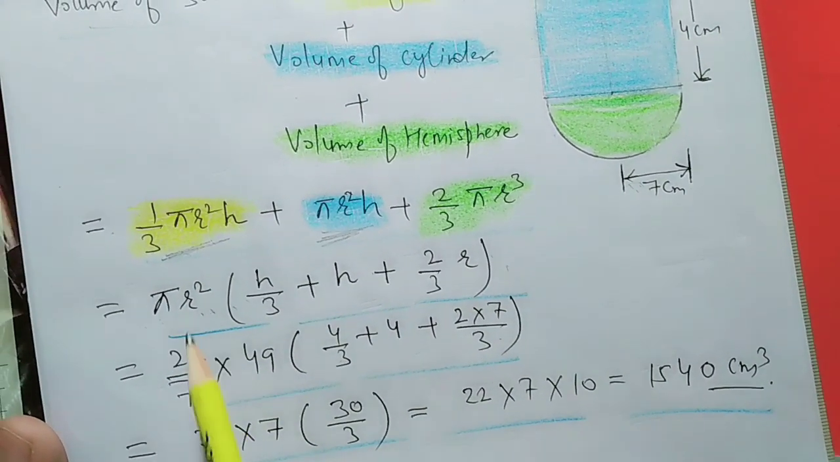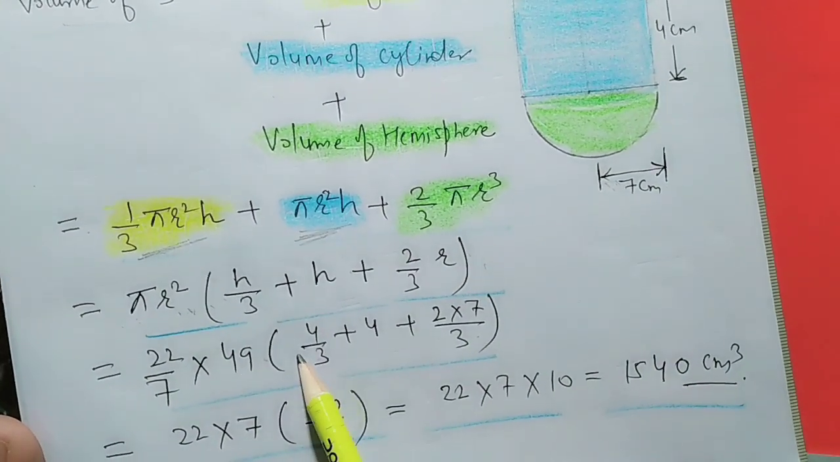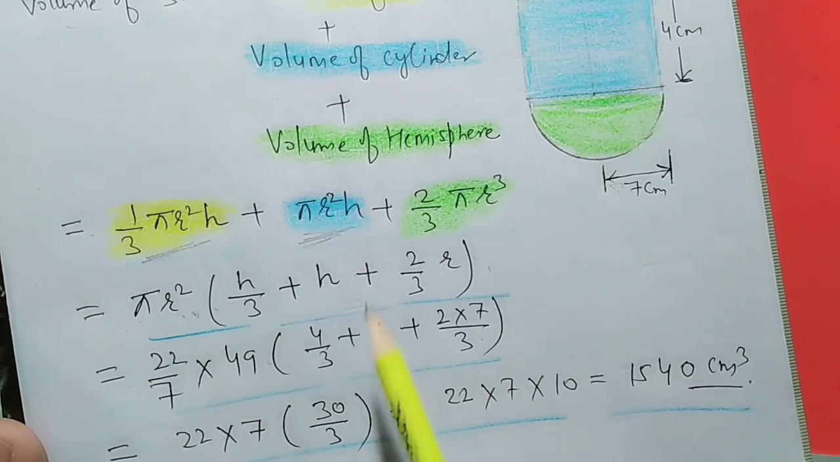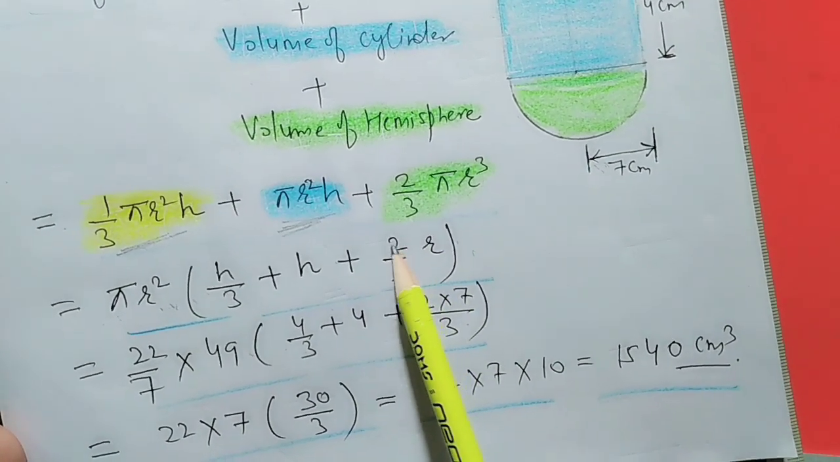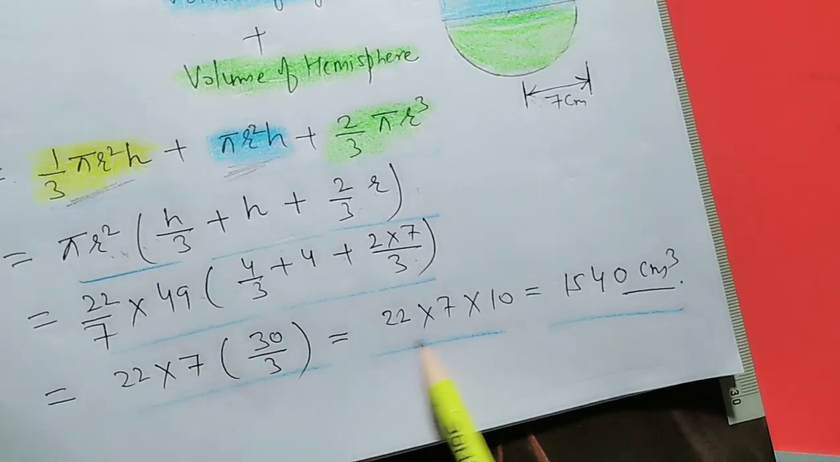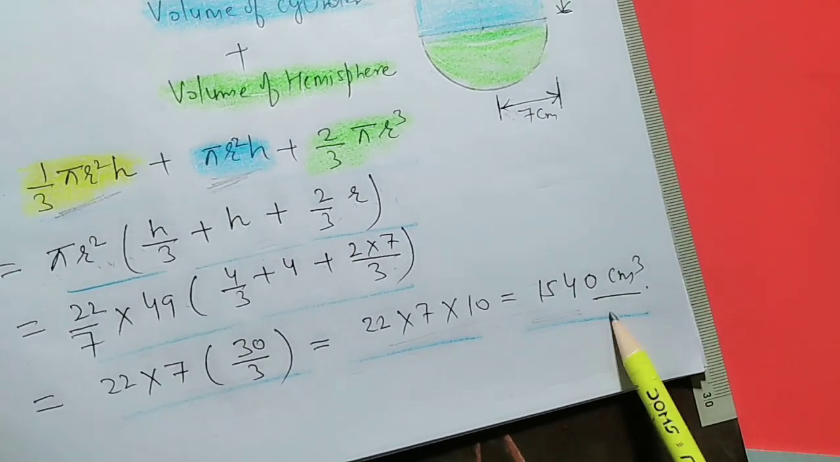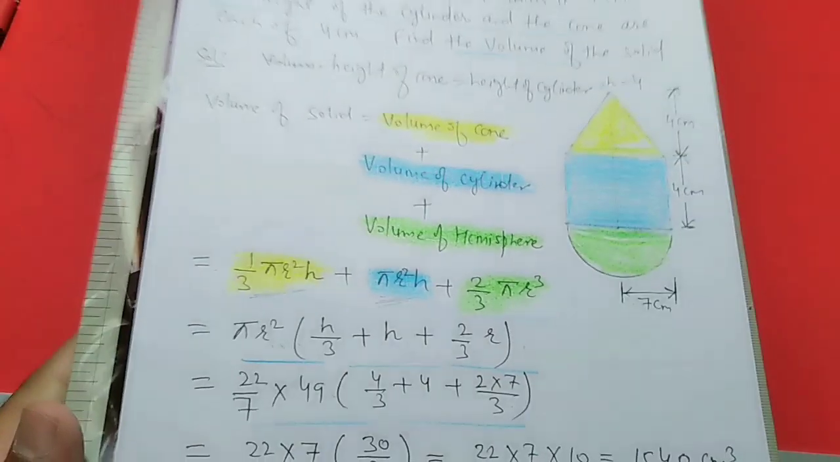So the value of pi is 22/7 and r square, because r is 7, so r square is 49, small h is 4, the other h again 4, then 2 by 3 and the value of r is 7. After calculation, this is our answer. So this way we can solve these questions.